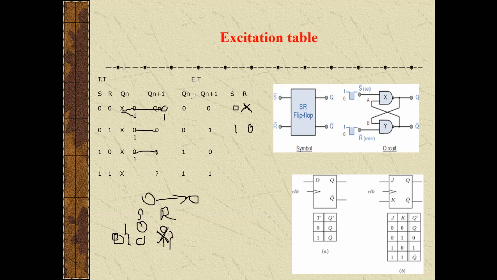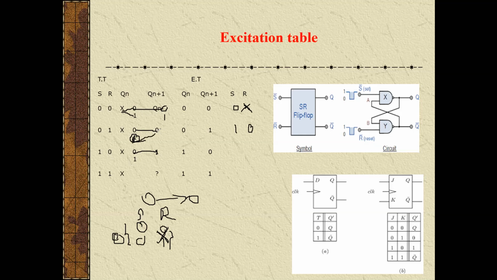Now high to low. Where will the high to low transition take place here? If Q1 is high, then the output here is 0. The next state is 0.